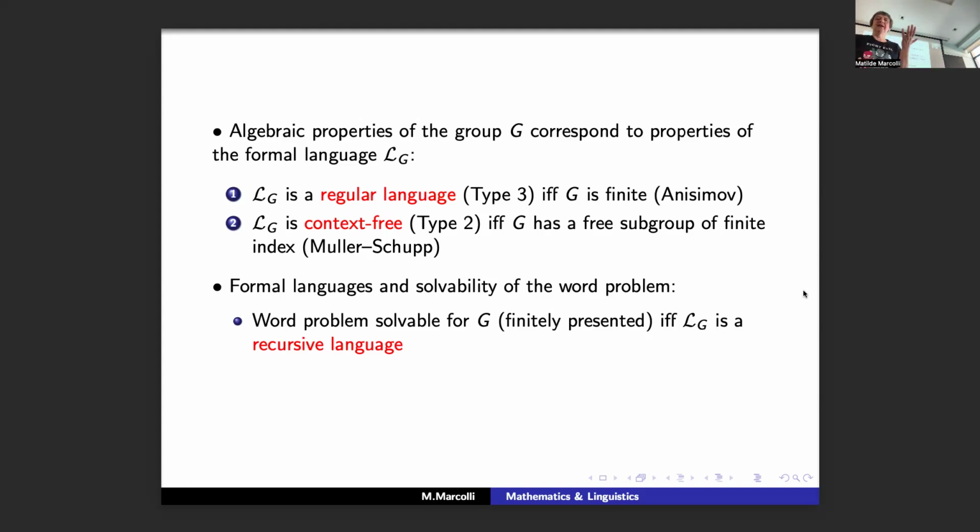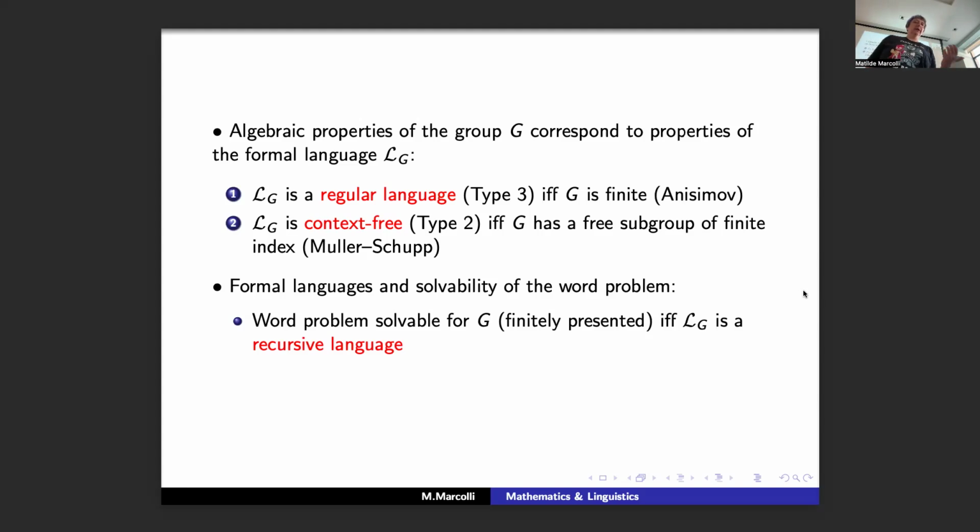Now the next step in the hierarchy, what can be computed by pushdown stack automata, is a much more subtle class. These are characterized by being those groups that have a free subgroup of finite index. Like the example I made last time of SL(2,Z). That's a group that has this property.